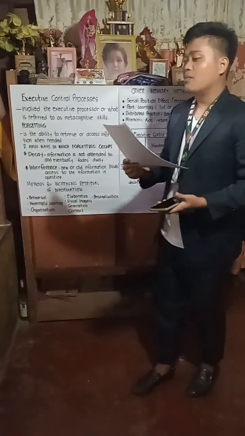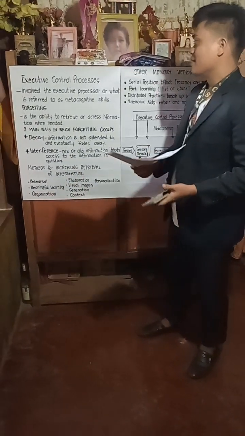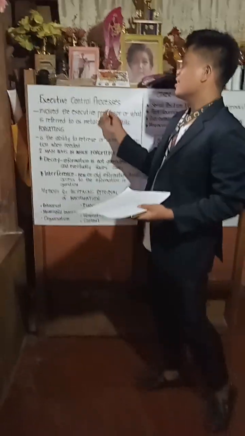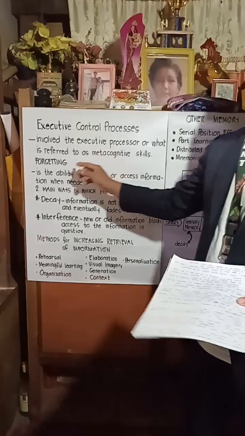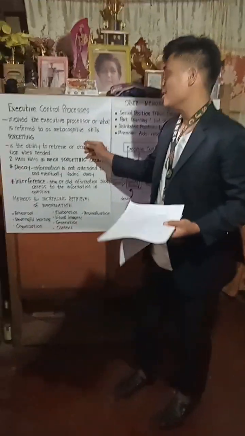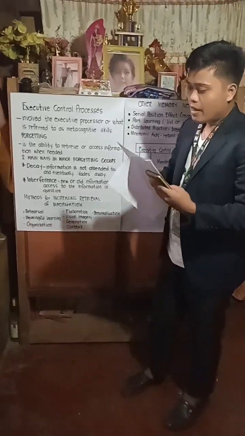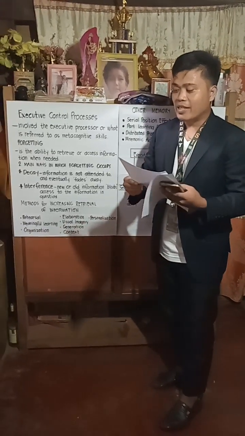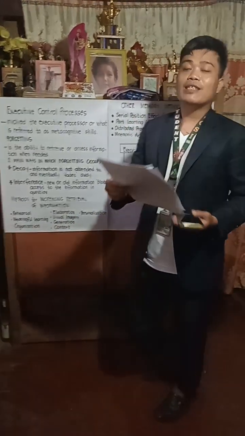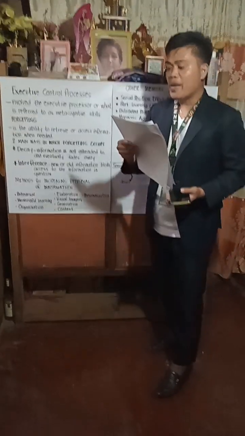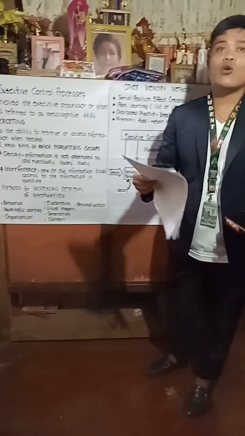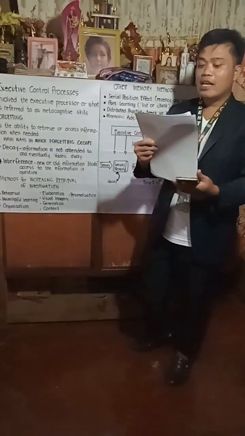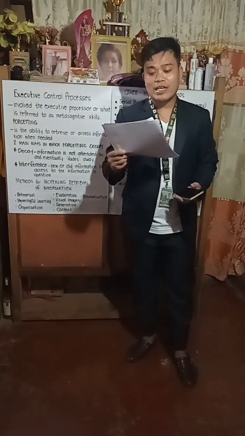Today we tackle the executive control processes. In executive control processes, it involves the executive control processor, also referred to as metacognitive skills. This process guides the flow of information through the system and helps the learner make informed decisions in the social group about how to categorize or interpret information. Examples of processes are attention, rehearsal, and organization.